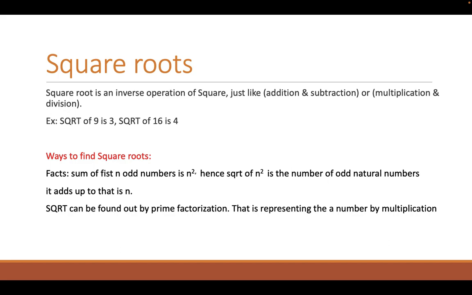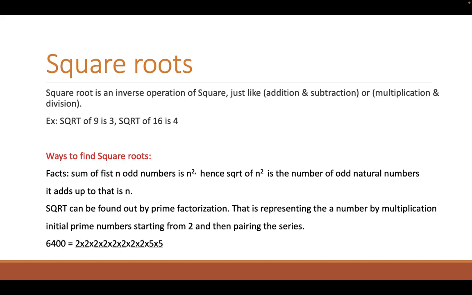So prime factorization is a way to figure out the square root, which represents a number as a multiplication of prime numbers starting from 2 and then pairing the series. So this is just saying what prime factorization is. We will have proper clarity on this when we do one example. So, for instance, I want to figure out the square root of 6400. Now I need to find it by prime factorization.